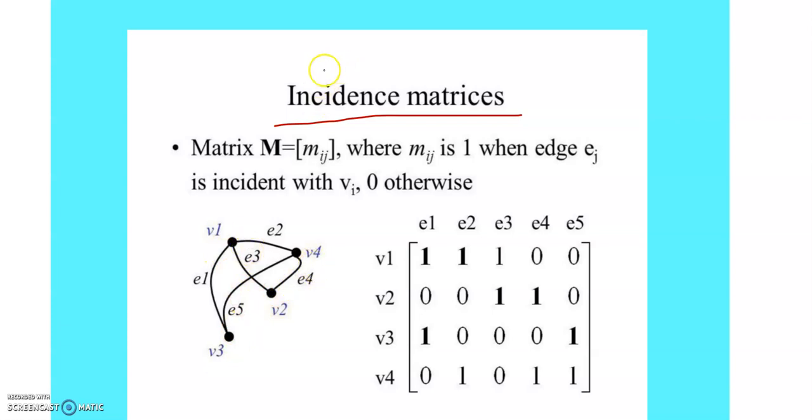Now you see incidence matrix means what? Here you write only vertex. For each row you give the vertex V1, V2, V3, V4. Now for each column you write the edge. How many edges you have? No issues. You list everything. Now E1, E2, E3, E4, E5. You have 5 edges. So now write here edges.